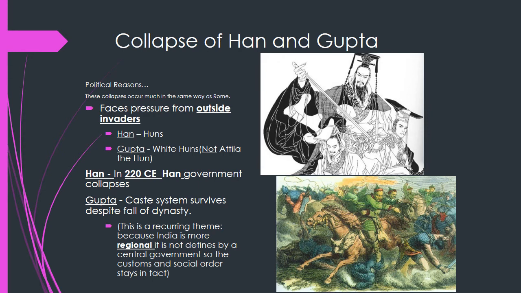In 220, the Han government totally collapses because of invasion by the Huns, and the Gupta falls, but Hinduism and the caste system survives. So life for the regular person in India doesn't actually change that much because the government didn't matter so much in the first place. Religion was really what was holding it together. So this is going to be a theme that India is not going to experience drastic change because they will remain Hindu.